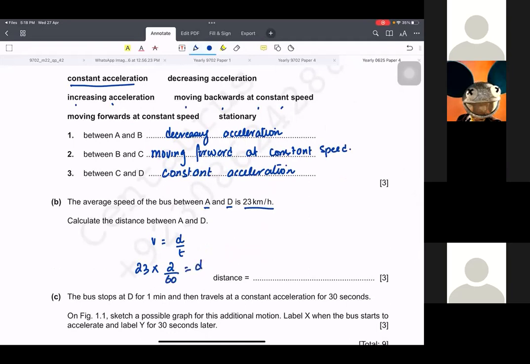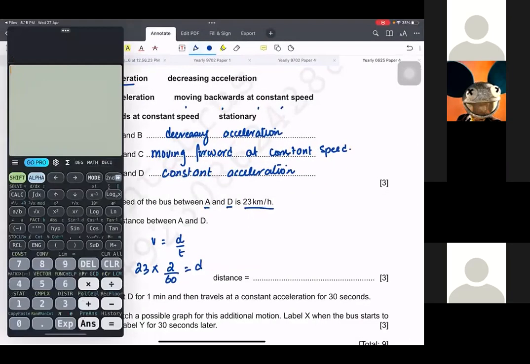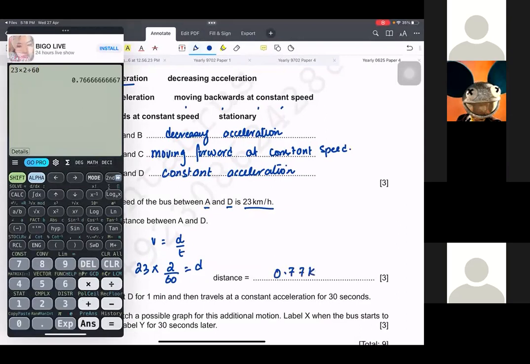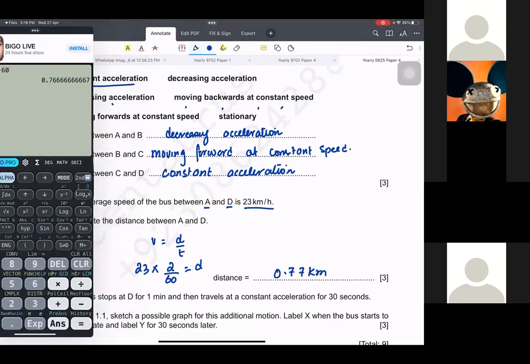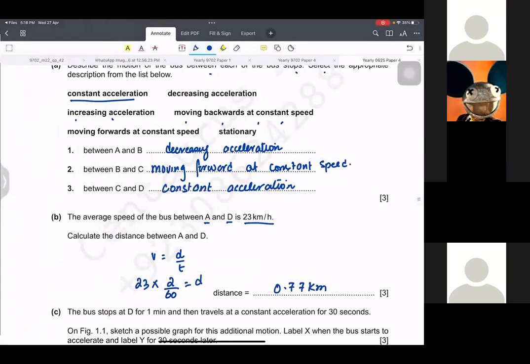because I want to find it in kilometers. And this will then be, let's see, 23 times 2 divided by 60. That is 0.77 kilometers. I guess that's fair. Right. So you want to multiply this 2 into 60? Why would we multiply? It's 2 minutes, so you got to convert it into hours, right?